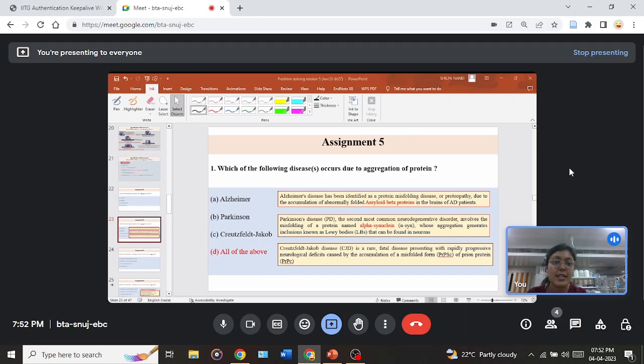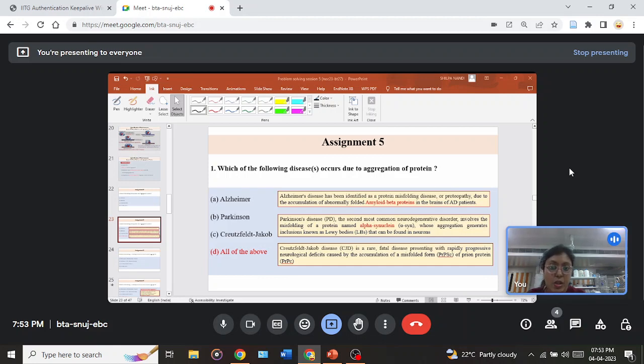Next is Parkinson's disease. Parkinson's disease is the second most common neurodegenerative disorder, which involves the misfolding of a protein named alpha synuclein, or you can write it in short form as alpha syn. Whose aggregation generates inclusions, or inclusion bodies, known as Lewy bodies or LBs, that can be found in the neurons. Again, this also occurs in the brains of Parkinson's disease patients.